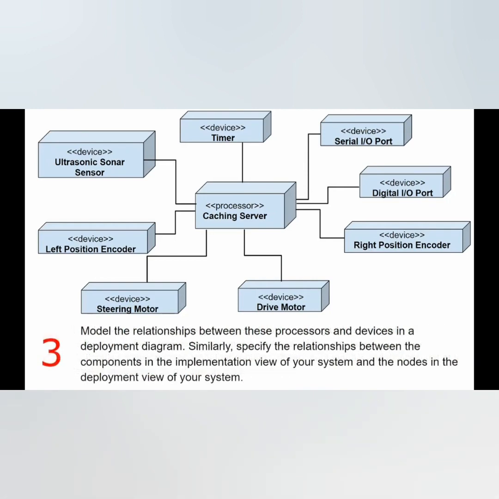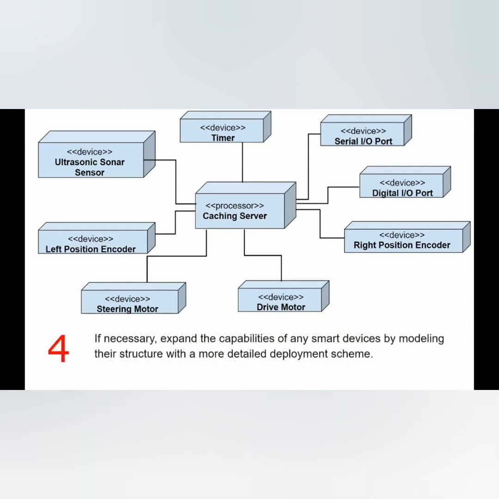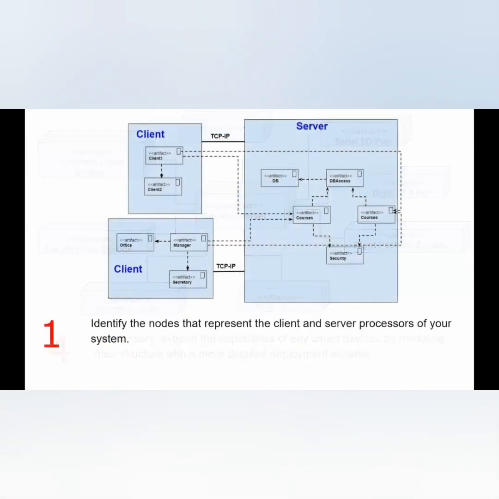Model the relationships between these processors and devices in a deployment diagram. Similarly, specify the relationships between the components in the implementation view of your system and the nodes in the deployment view of your system. If necessary, expand the capabilities of any smart devices by modeling their structure with a more detailed deployment scheme. Here are the steps for modeling a client-server system.